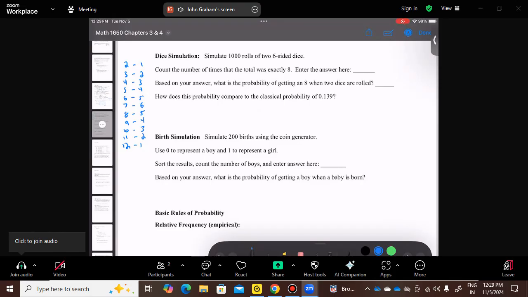So the probability of getting an 8 would be 5 out of 36. You add up all of these possibilities, you get 36. And 5 out of 36 comes out to be a 0.139.